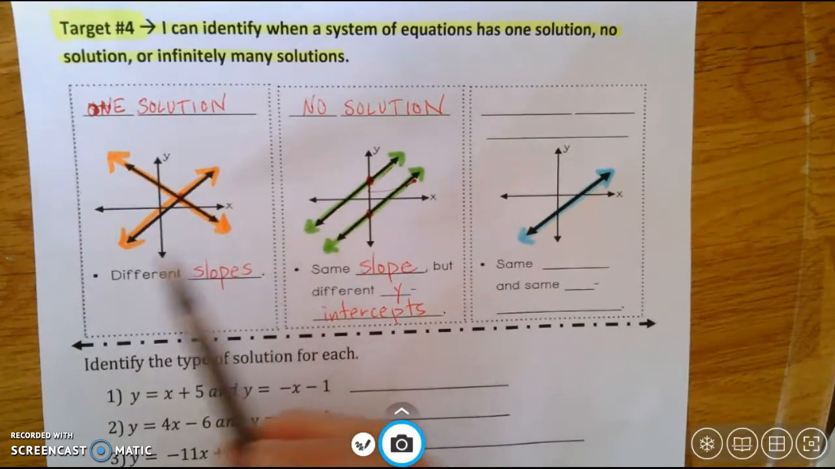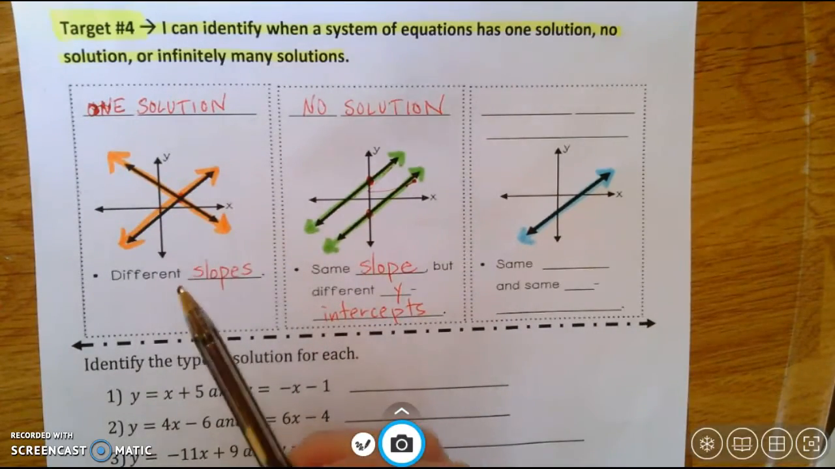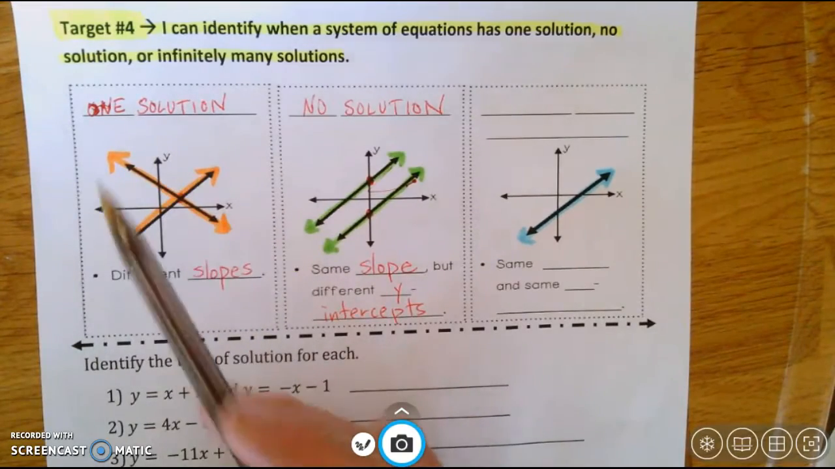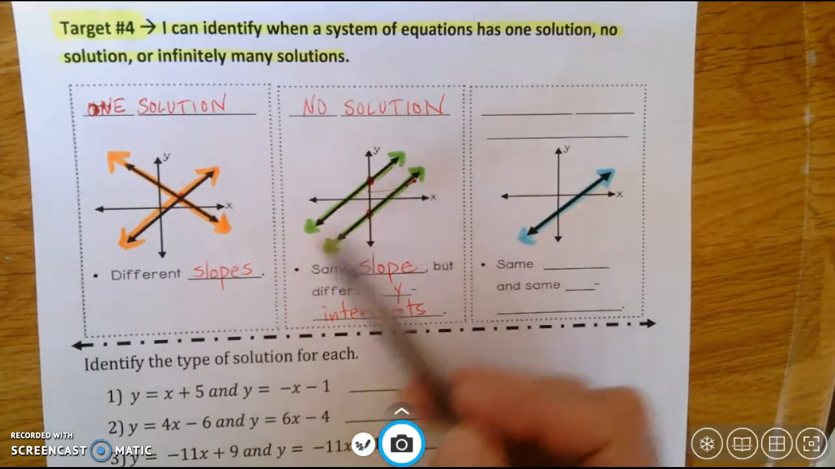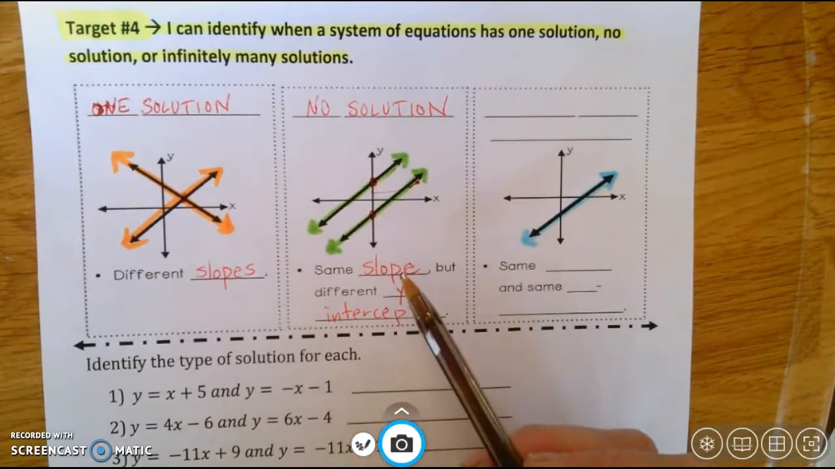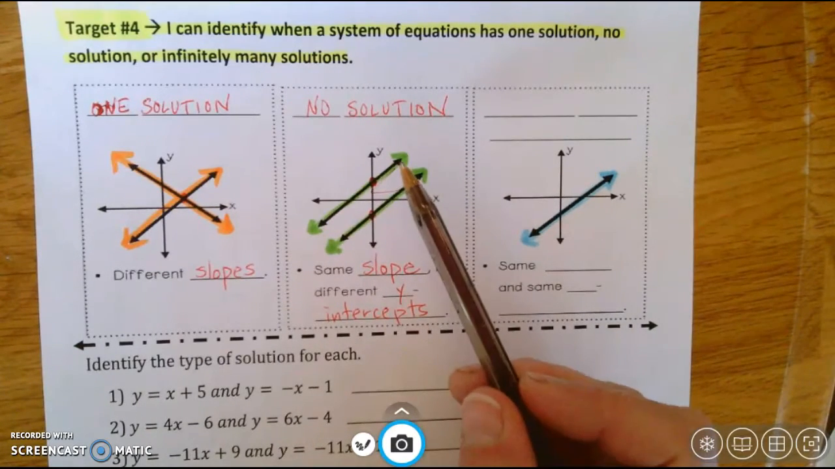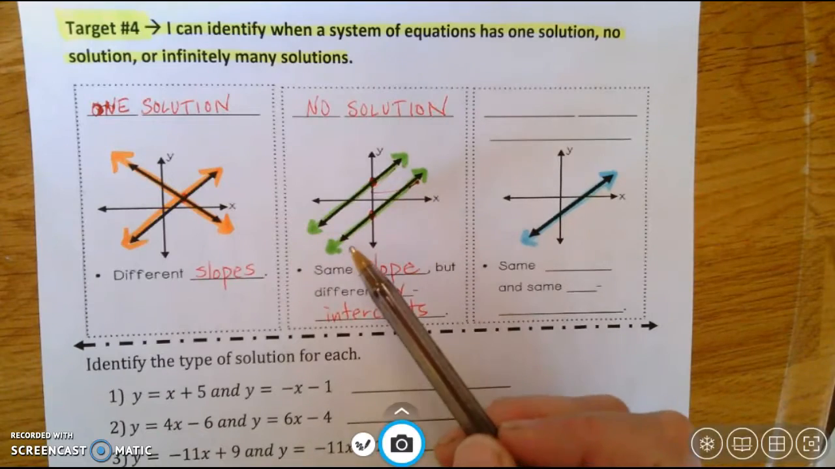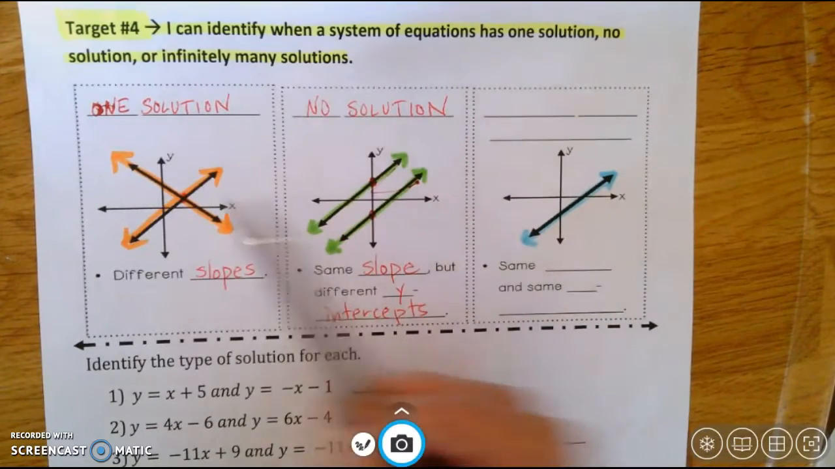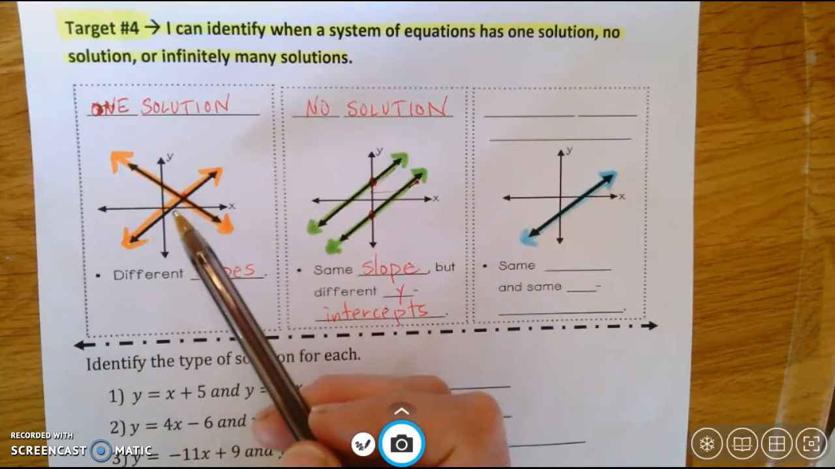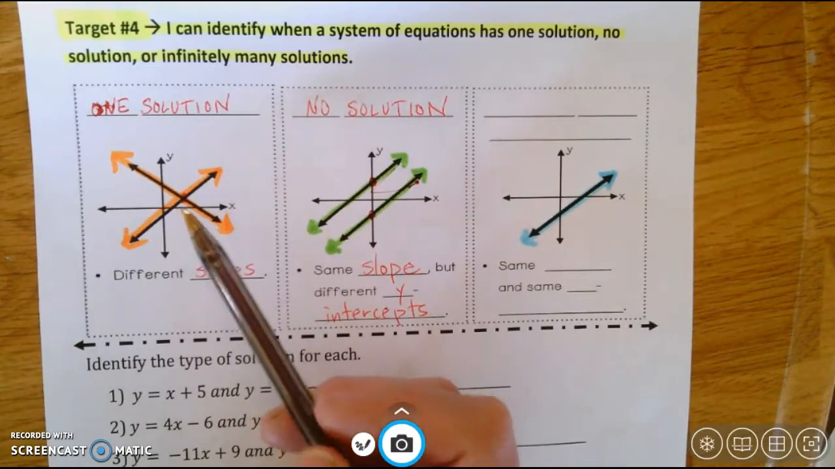But down here, it's really important that you understand the reason we have one solution is because the slopes are different. The reason we have no solution is because they have the same slope but different y-intercepts. So these are the characteristics that we look for to determine what kind of solution we have. And that's very helpful, especially if we don't want to take the time to do our graphs every single time like we have been practicing.